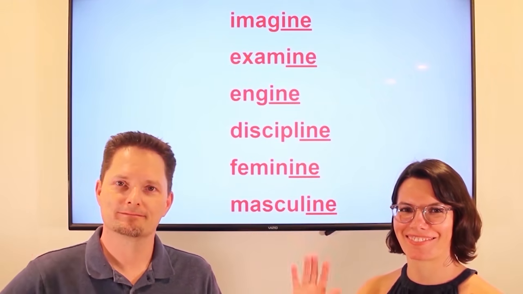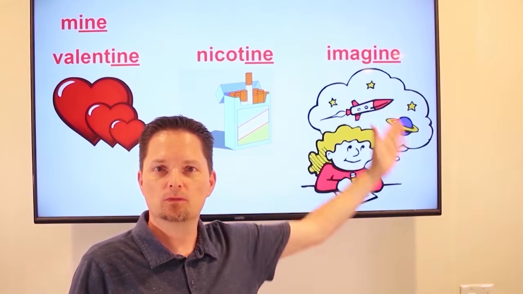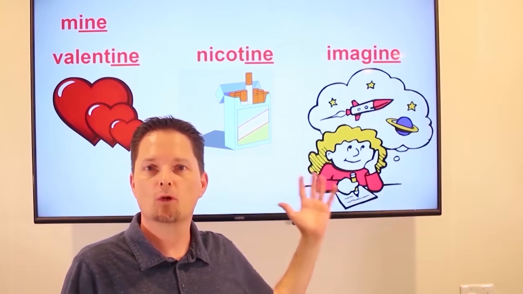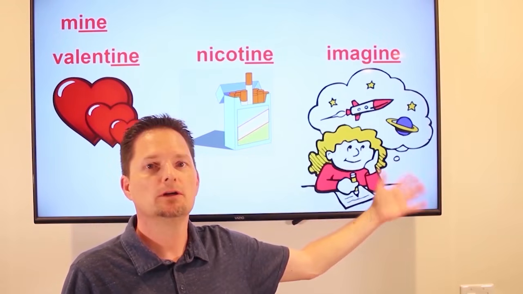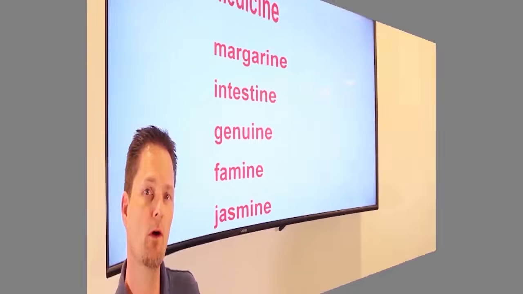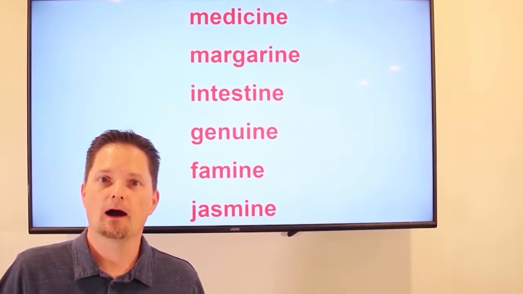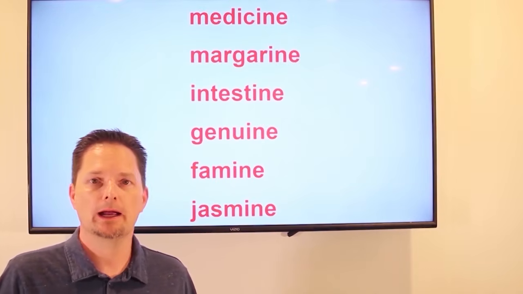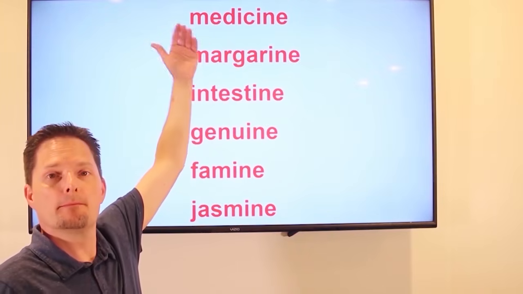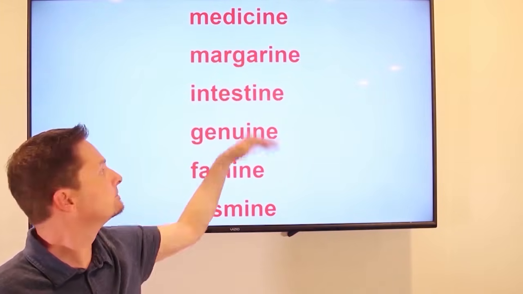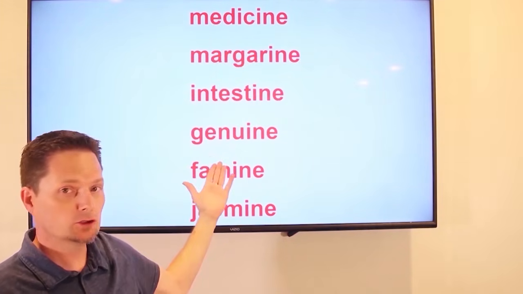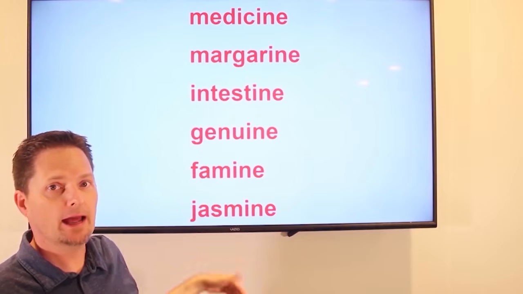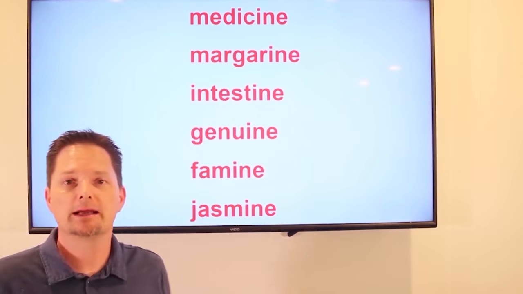We're focusing on these words right now because my students make more mistakes with this pronunciation than others. So let's practice this one. We're going to practice the pronunciation of the sound in for ine. Example, medicine, margarine, intestine, genuine, famine, and jasmine. Let's take a closer look.